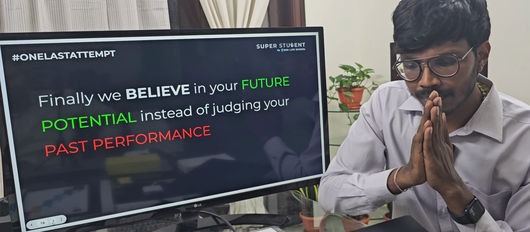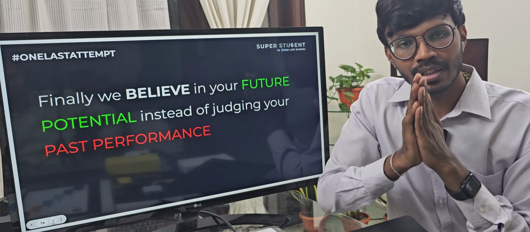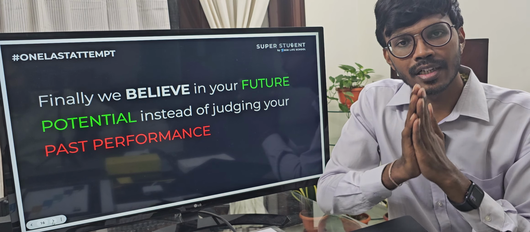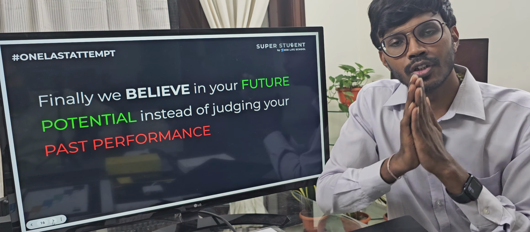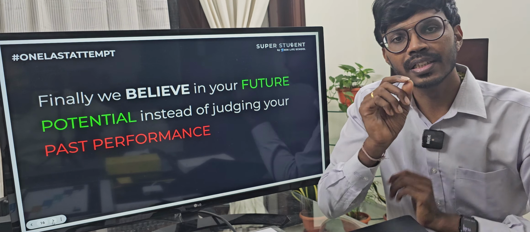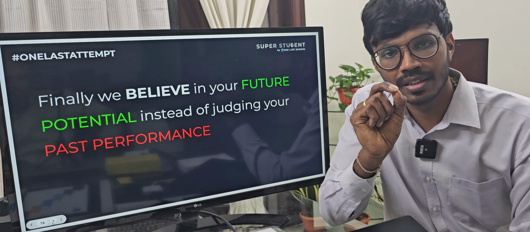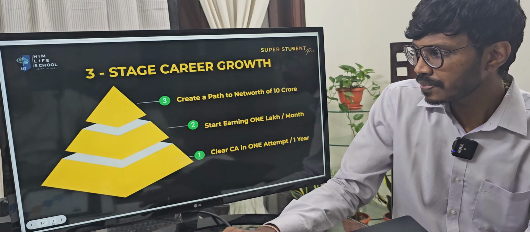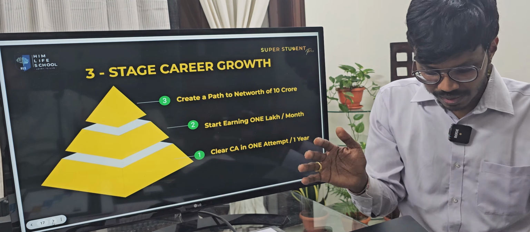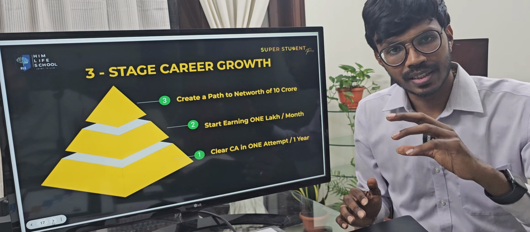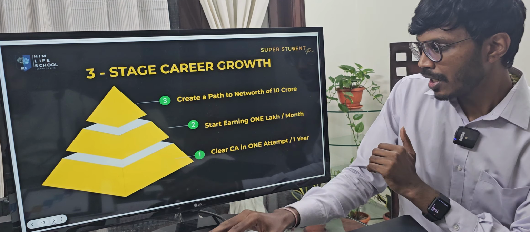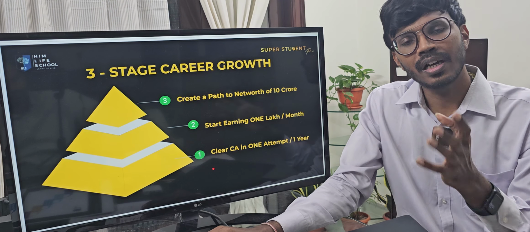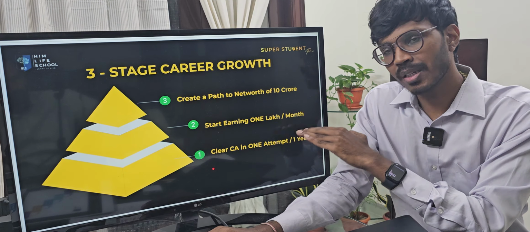And finally, if you ask me what is my understanding of a repeater, I would look at him or her like a future CA. We do not look at your past performance. We do not judge your past performance. Instead, we focus on your future potential. That's what makes us your number one believer. And this will actually help us. As I said, the intent and ability will help us address the original question of how we can even assure you 100% result assurance in one attempt or 1 year.